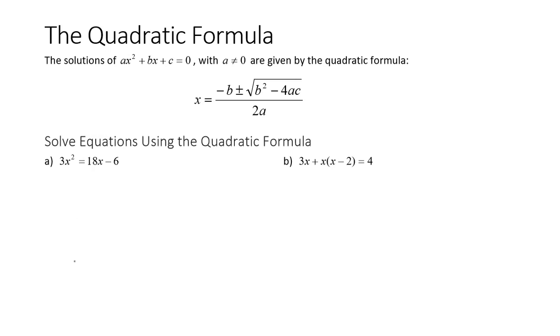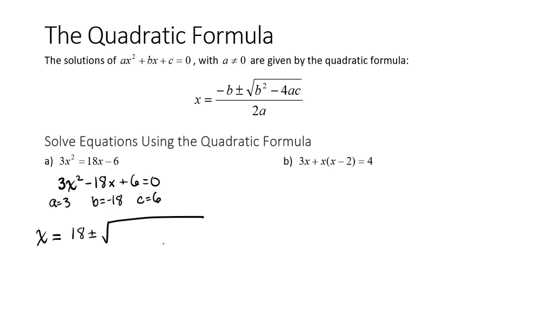We're given 3x squared equals 18x minus 6. Rewriting it set equal to 0 gives me 3x squared minus 18x plus 6 equals 0. My a value is 3, my b value is negative 18, and my c value is 6. Using the quadratic formula, I have x is equal to 18 plus or minus the square root of b squared minus 4 times a times c, all over 2 times 3.